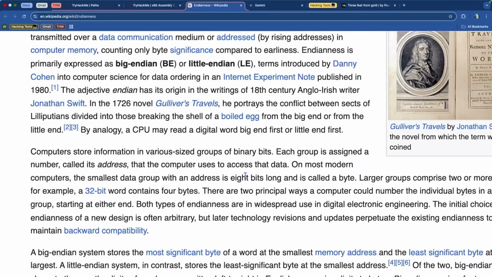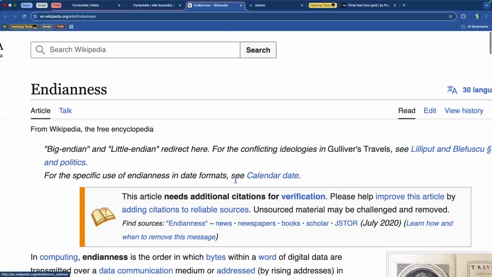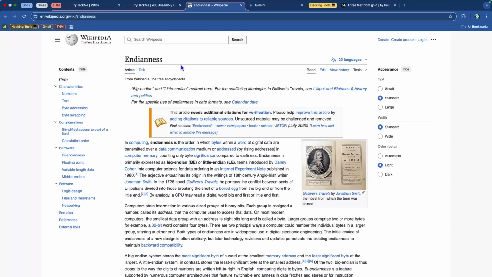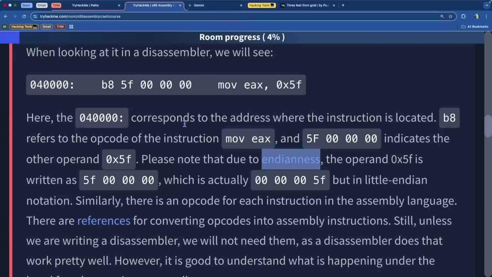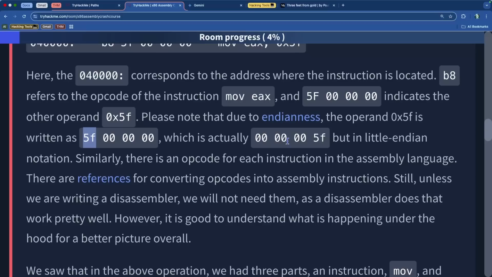So computers store information in various sizes. You're more than welcome to go ahead and just read the wiki for endianness inside of Wikipedia. But essentially, due to endianness, the operand 0x5f is written as this, which is actually this in this particular case. So remember, it's not the order in which it came in, right? It's due to the significance. And in this particular case, 5f in this series of numbers and characters is more significant than the other one. In little endian notation is what we're looking at.